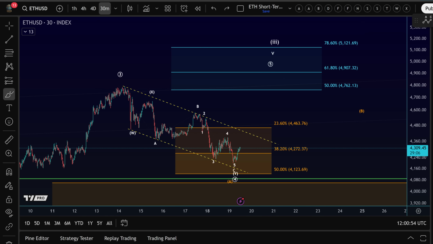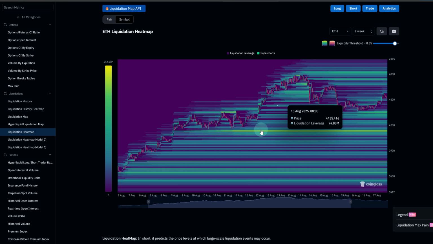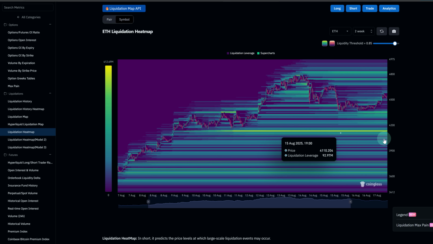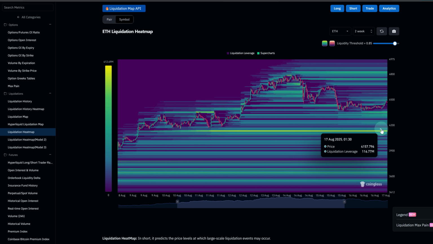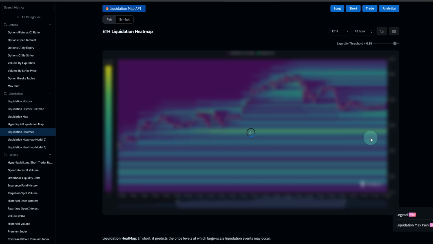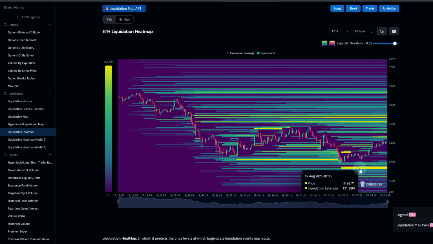Now we also wanted to take a look at the liquidation heat map. You can see here, this is the larger degree one. And you see there is some liquidity here. This is zoomed out, obviously, but there is some liquidity to grab here, potentially around $4,130. We can also zoom in, but around 4,130 there is some liquidity to grab. You see it here.